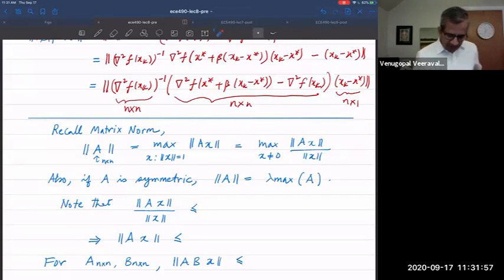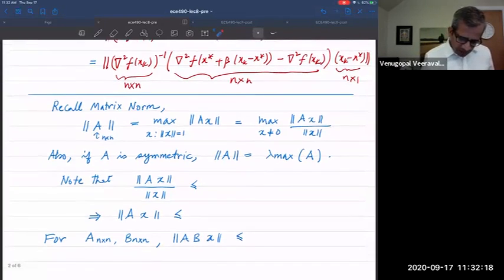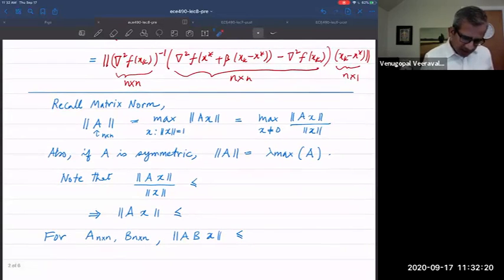Now, if A is a symmetric matrix, we saw in lecture 2, I think, or maybe lecture 3, I don't remember, that we proved that the matrix norm is the maximum eigenvalue, which is also called the spectral norm of the matrix, right? Now, the fact that the matrix norm maximizes this quantity means that if I look at this quantity for any x not equal to 0, that must be less than or equal to the matrix norm, because the matrix norm is the largest.